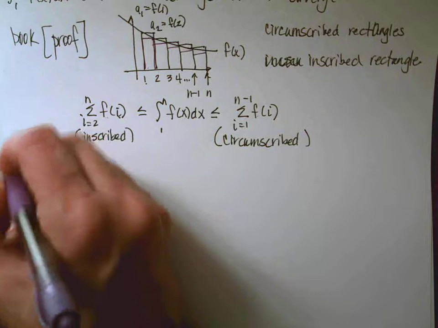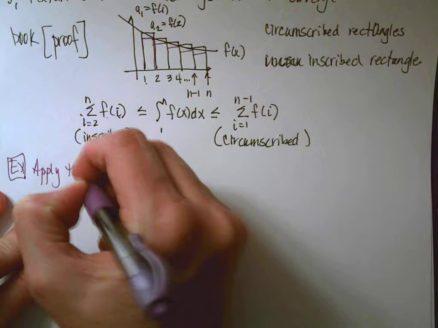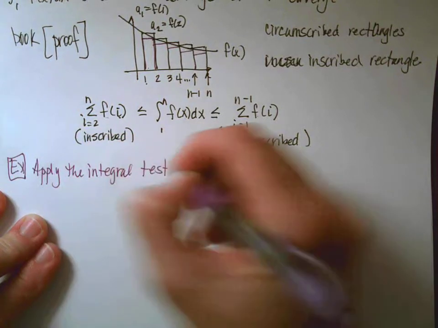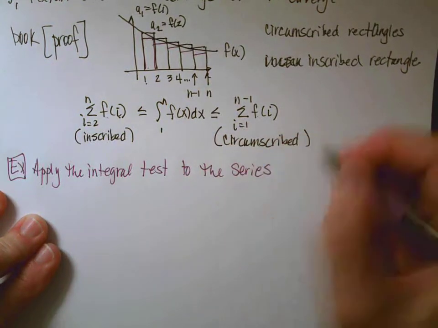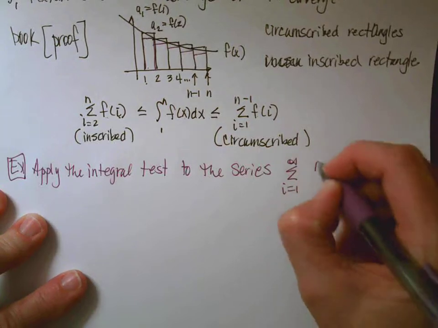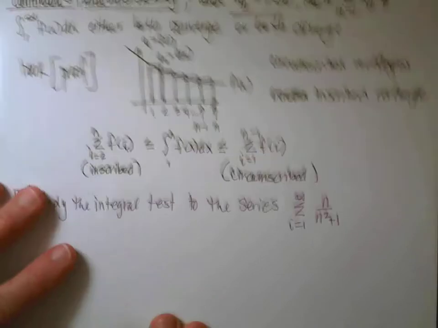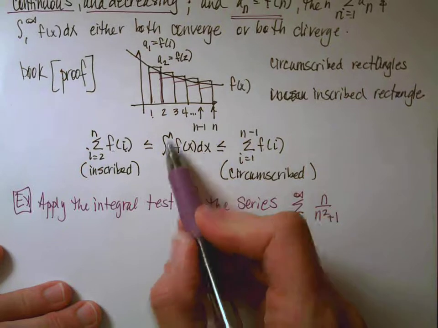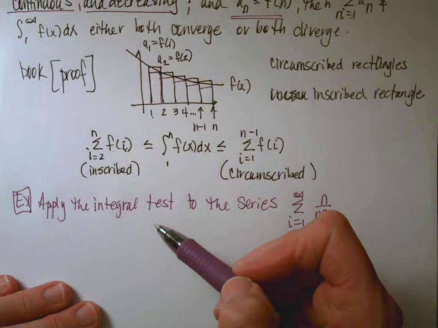All right, so for our first example, it says apply the integral test to the series. And the series that we're going to have is the sum from n equals 1 to infinity of n over n squared plus 1. So before I go on, I kind of want to go back to here. Notice that I have f of x dx, and I have the integral from 1 to n.